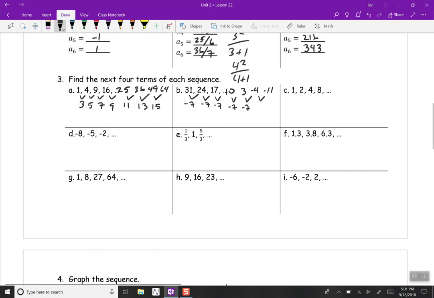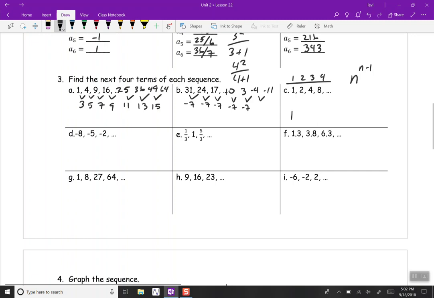Let's see here. Going up by 1, going up by 2, going up by 4. Let's see if we can do something here. This is first term, second term, third term, fourth term, right? So how about this is n to the n minus 1 power? Is that what we're doing?